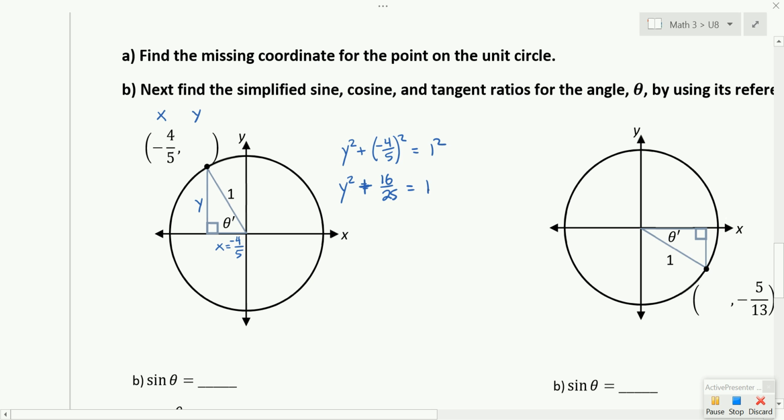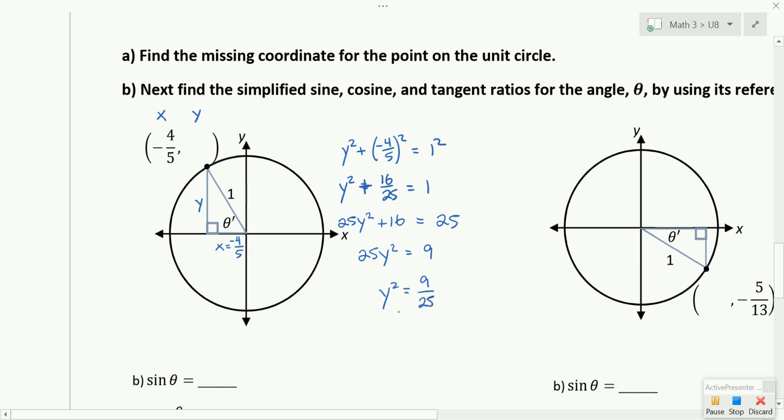And if you're comfortable with fractions, you could leave it as a fraction and solve it. If you're not, you can multiply all three terms by the denominator, so I'll do that. If I multiply y squared by 25, I get 25y squared. If I multiply my fraction by 25, the 25s cancel out and I get 16. And if I multiply 1 by 25, I get 25. So I got rid of the fraction. Still solving for y squared, so subtract 16 and then divide by 25. And you end up with y squared is 9 over 25.